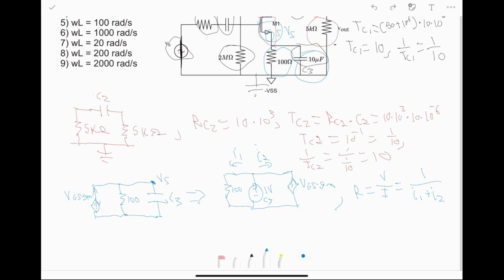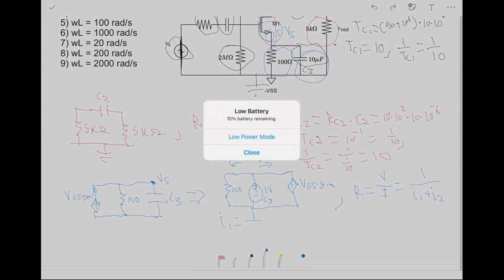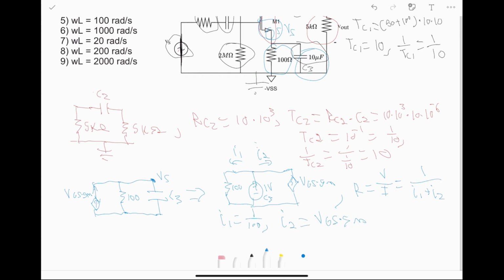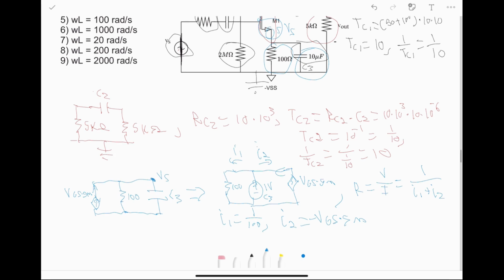I1 is pretty simple because we can see that we have a 1 volt source going across a 100 ohm resistor, so it's just going to be 1 over 100. And for I2, we know that it's just going to be described by this equation, which is VGS times GM. But we need to be careful here because the direction of this dependent current source from the MOSFET is actually opposed to the way that I've defined I2.